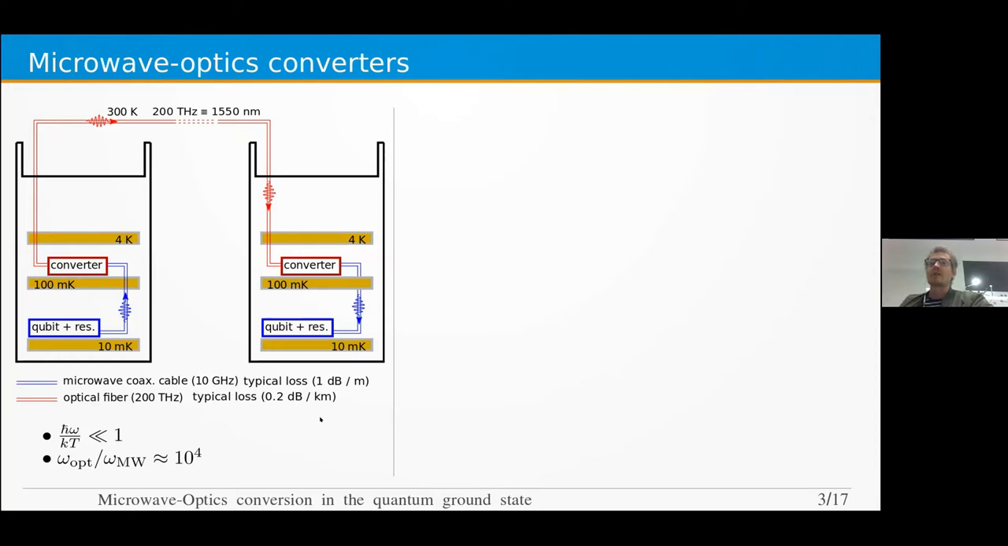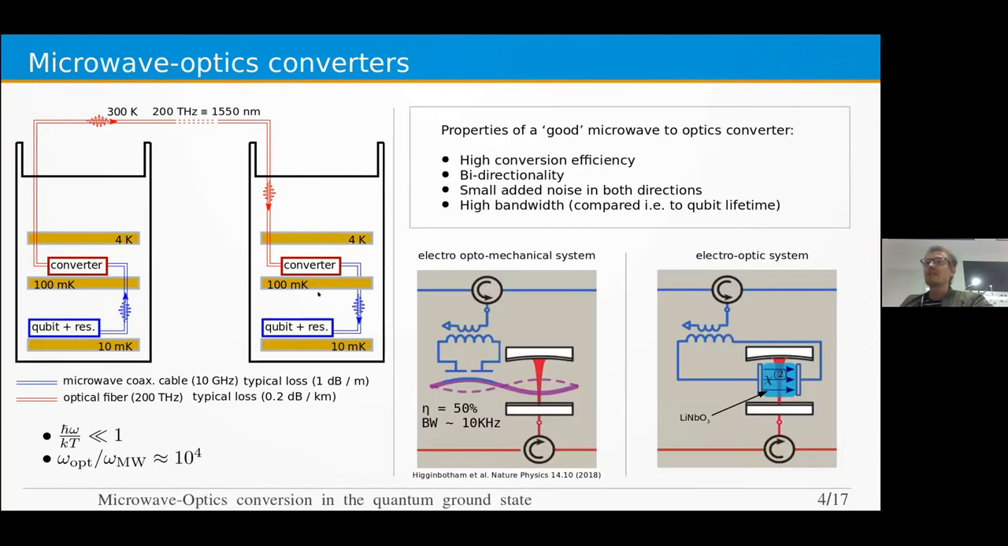Such a converter that converts microwave to optics and reciprocally needs to satisfy a few conditions. What is a good converter? It's a converter that has a good conversion efficiency. That is bidirectional. You need to convert microwave to optics and then optics to microwave. It needs to show small added noise and to have high bandwidth. Typically, if the time it takes for the converter to convert from microwave to optics is longer than the qubit lifetime, then you will have decay and you will not be able to entangle the two parts.